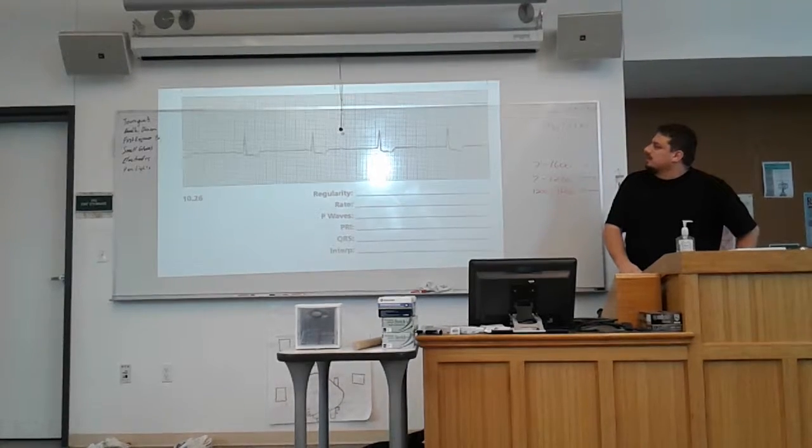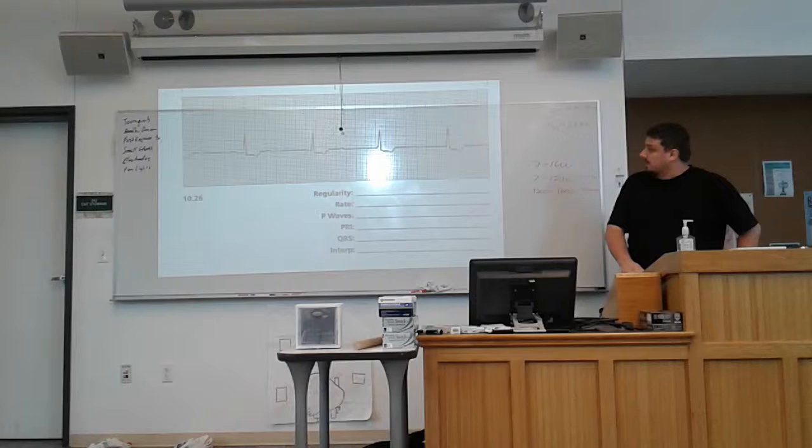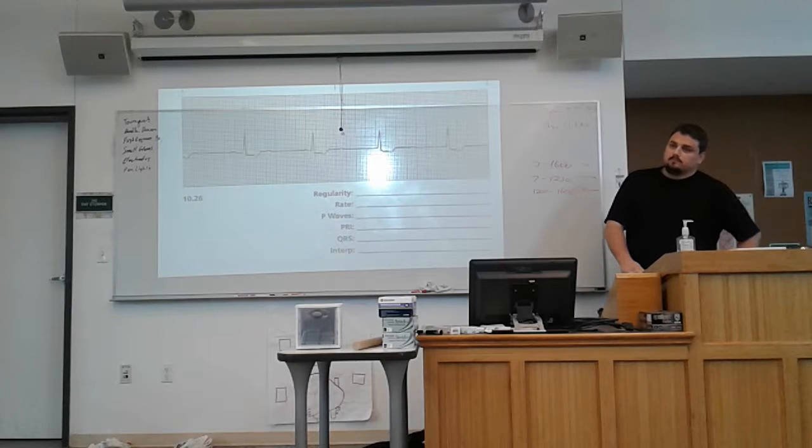Okay, so we're ruling out. Why are you making an argument first that it's a third degree? Because the P waves are at a specific rate, and the QRS are a specific rate, and not one's affected the other.